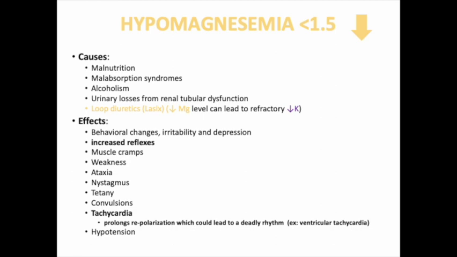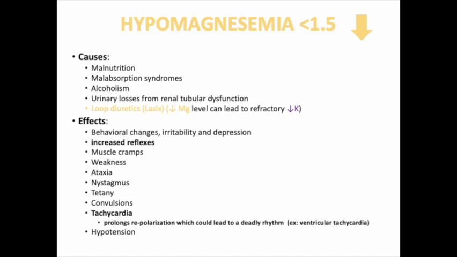Hypomagnesemia is anything under 1.5 milliequivalents per liter. What would we see here? We would see behavioral changes, irritability and depression, increased reflexes, muscle cramps, muscle weakness, even ataxia. We might see nystagmus of the eyes, tetany, convulsions, tachycardia, and hypotension.